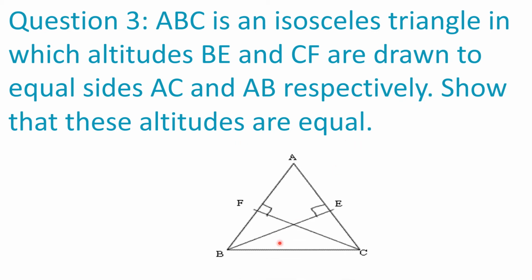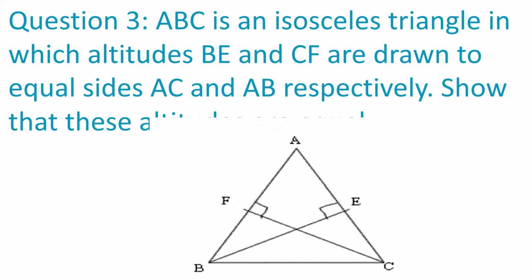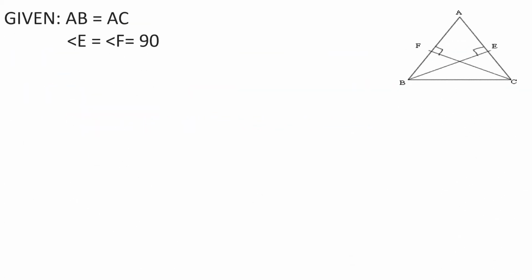So in this figure, AB is equal to AC given, BE and CF are altitudes, which means both the angles are 90 degrees over here, and we have to prove the altitude, that is BE is equal to CF. So for proving this, first let us write what is given. AB is equal to AC and angle E and angle F are 90 degrees. We have to prove BE is equal to CF.